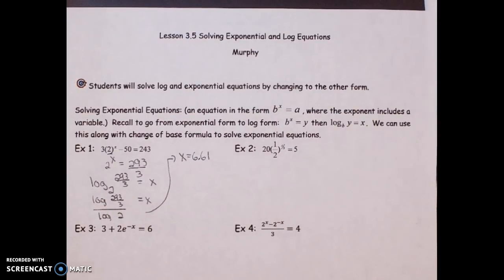And if we wanted, we could check that. We can go back and type that in. So 3 times 2 to the 6.61 minus 50. It should give me something close to 243, and it does. Moving on to number 2, same idea.